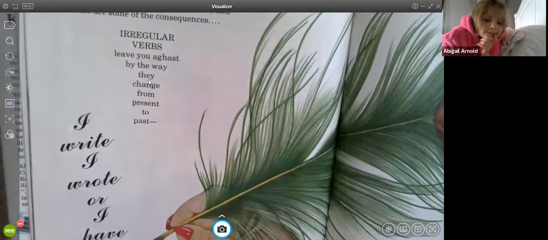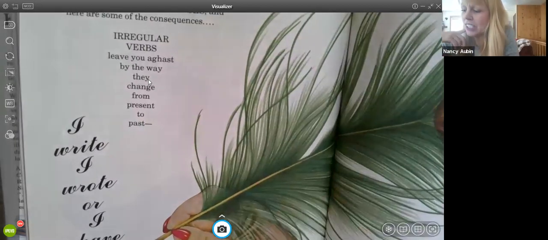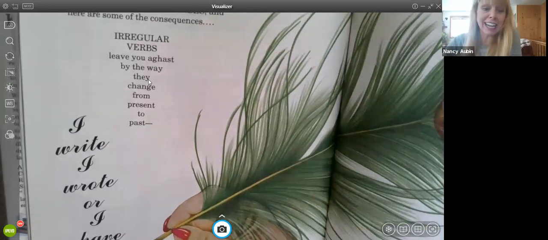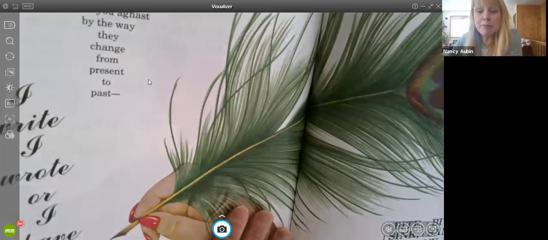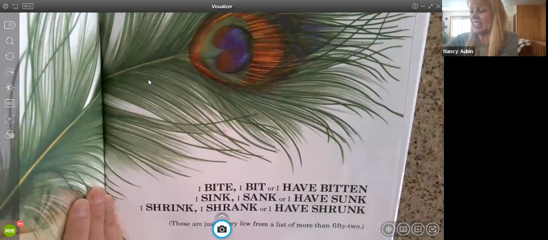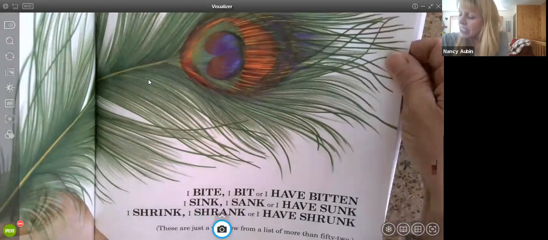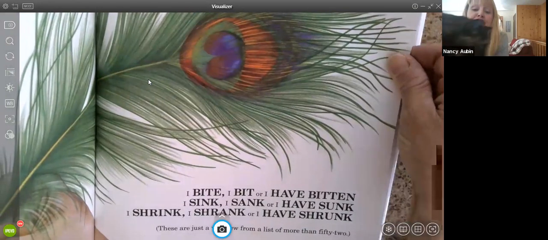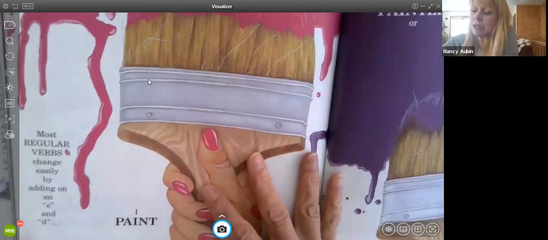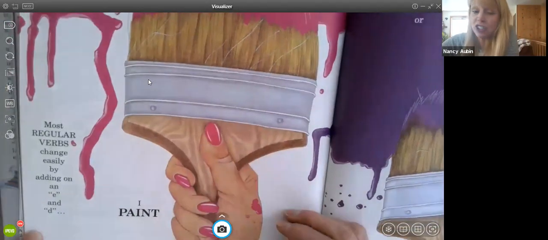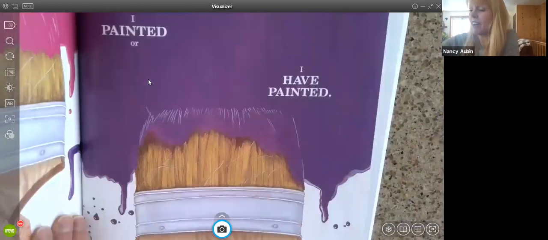Pretty cat. Thank you. So irregular verbs leave you aghast by the way they change from present to past. I write, I wrote, or I have written. I bite, I bit, or I have bitten. I sink, I sank, or I have sunk. I shrink, I shrank, or I have shrunk. These are just a few from a list of more than 52 of these types of verbs. Most verbs change easily by adding on an E and D. We usually add ED, right? Like I paint, I painted, or I have painted.